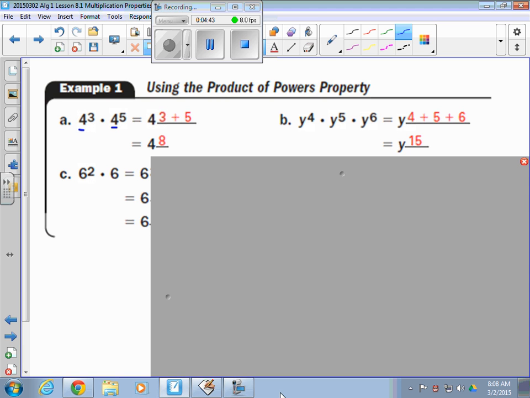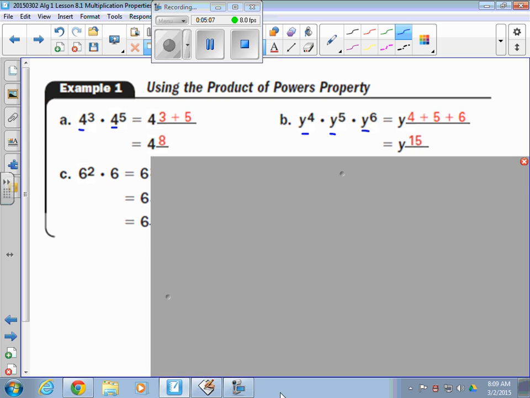Looking over to the right, now you have variables. Y to the 4th times y to the 5th times y to the 6th. It doesn't matter how many terms you have. It doesn't have to just be 2. It can be 3. It can be an infinite amount of them. When they're the same base, y and y, you add the exponents 4, 5, and 6 to get y to the 15th. The same thing's true with c.